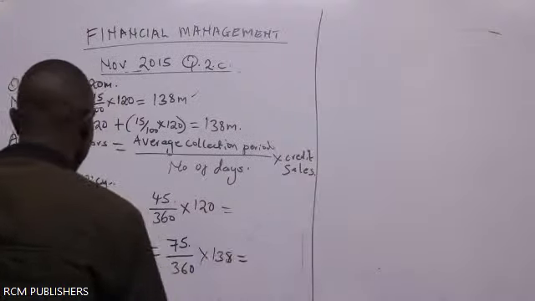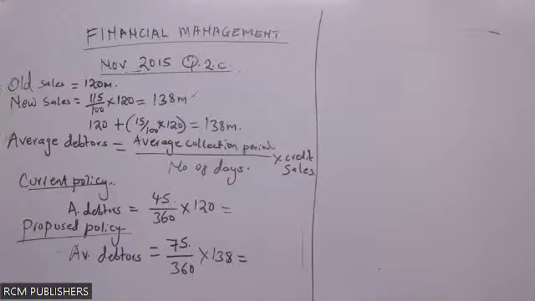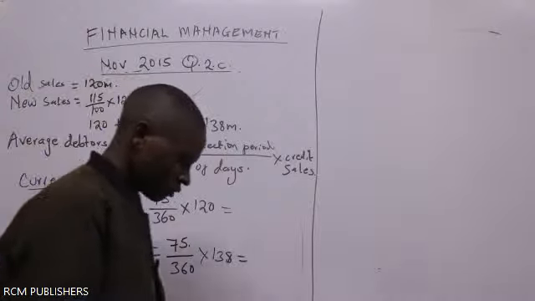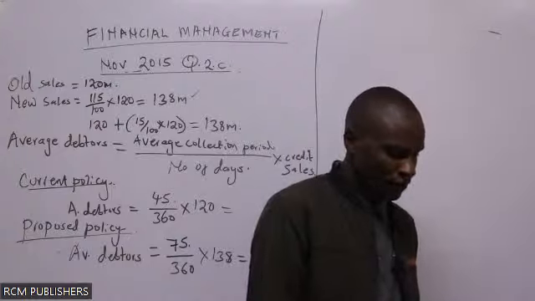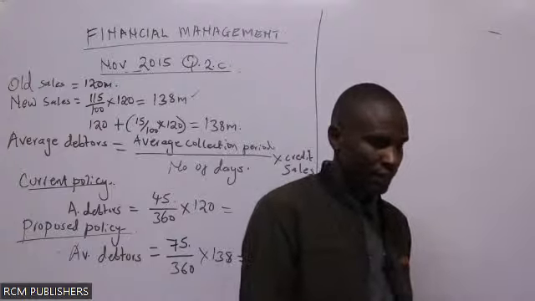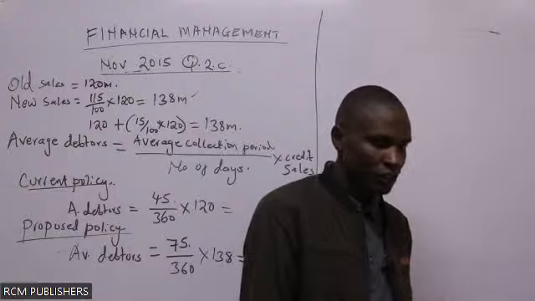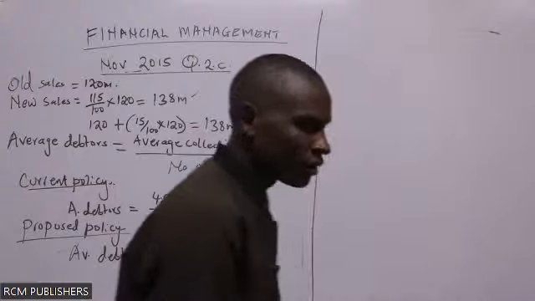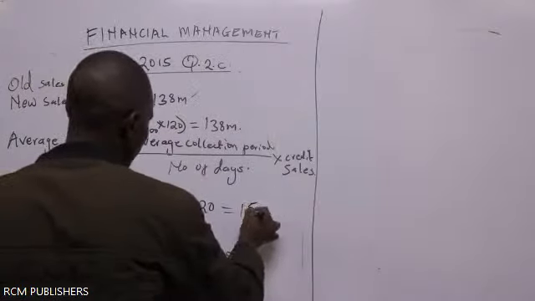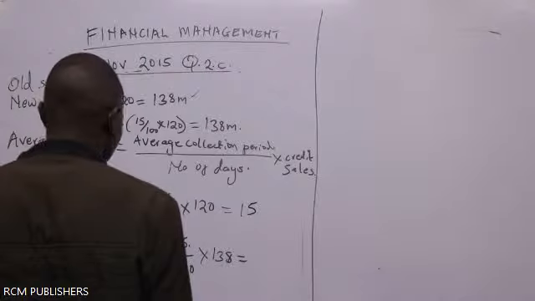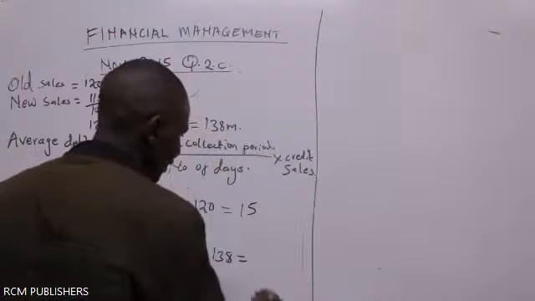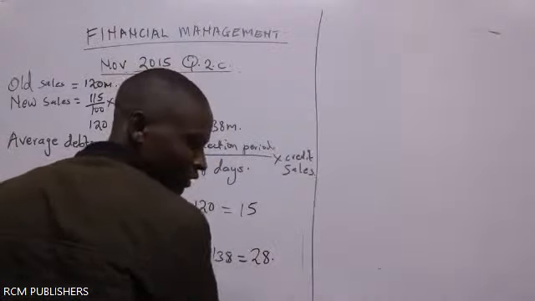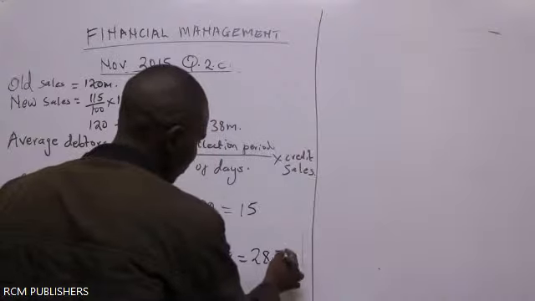So let's get this one and the one for the current period. What do you get? Current is 15. That's according to Richard. What about the other one? Average data 15. 28. Proposing 28. Put it the way it is.